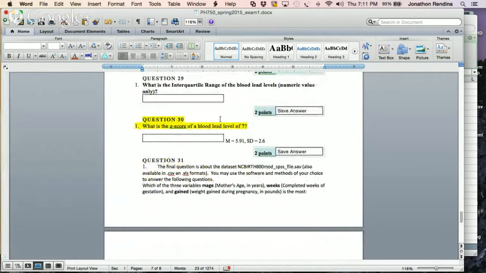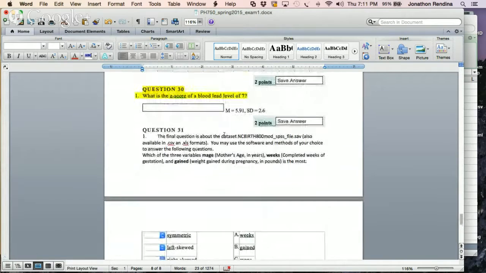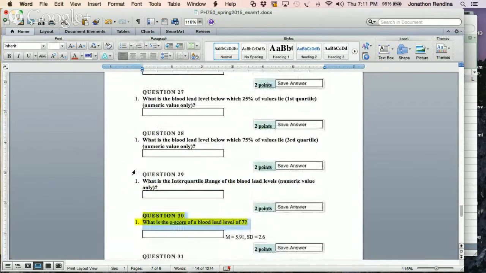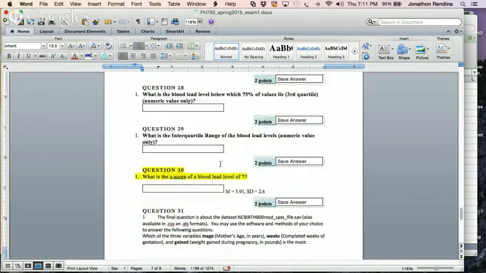Okay, so I believe this is actually the last question that people really struggled with. And the question is, what is the z-score of a blood level of 7? So what I want to remind everybody is that a z-score is just a number of standard deviations. So anytime you're asked for a z-score, what you're really being asked is how many standard deviations away from the mean a number is. So what this question is really asking you is how many standard deviations away from the mean is 7. What we already know from the previous questions is that the mean is 5.91 and the standard deviation is 2.6.